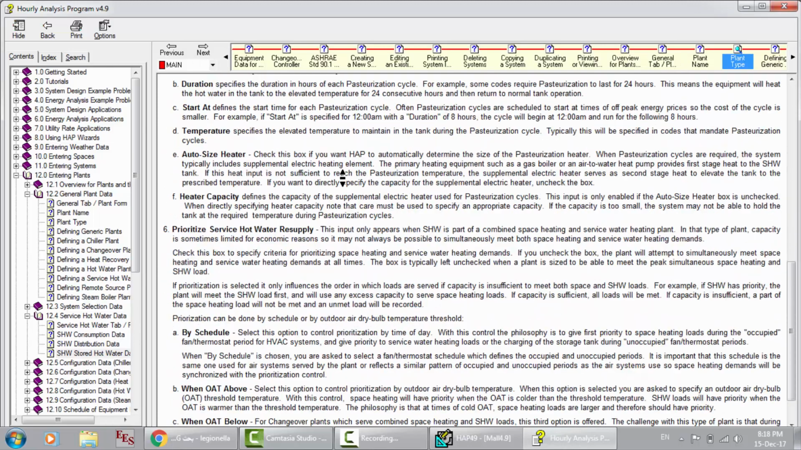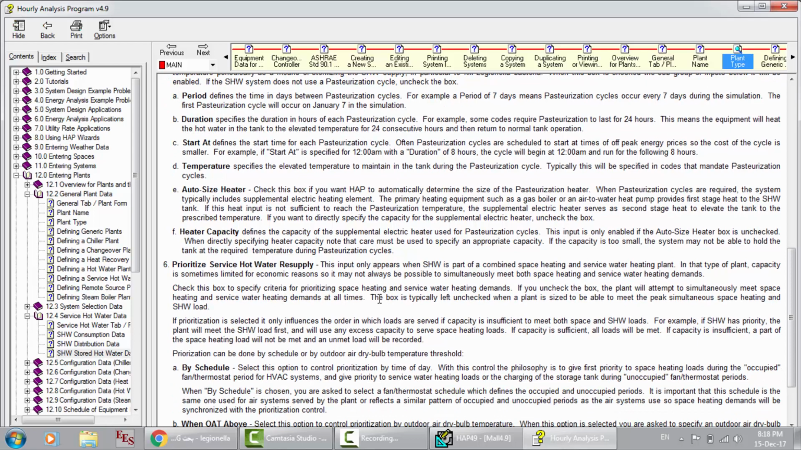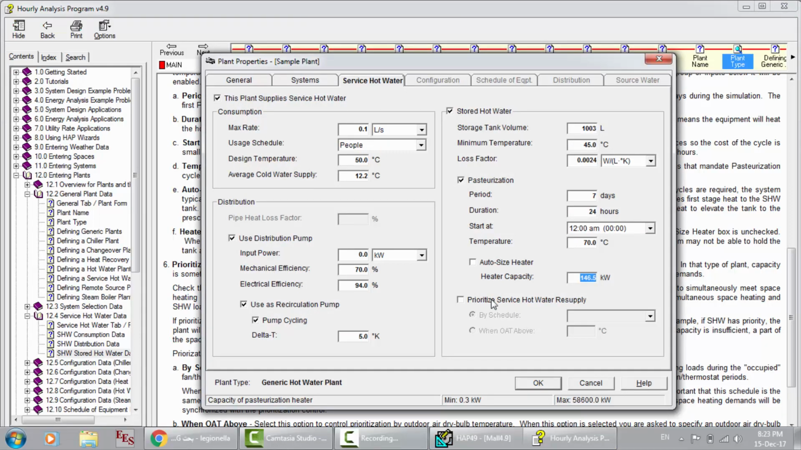Okay, so this is what we have talked about. Auto size heater, and here you define the capacity of the electric heater used for pasteurization cycles. And prioritize service hot water resupply.